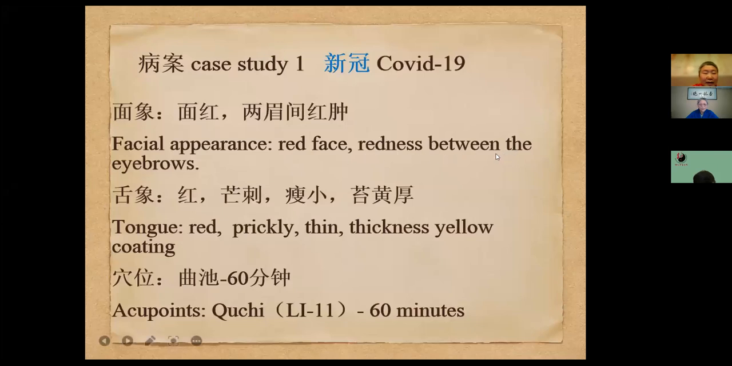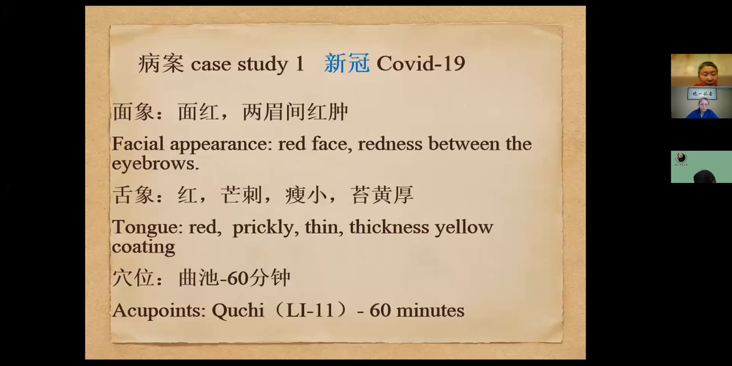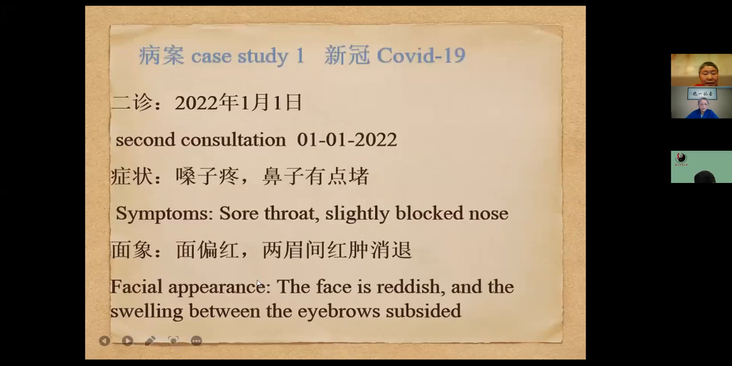Redness between the eyebrows. Because of confidentiality, we didn't put the photo here; we only put the tongue. His tongue was red, prickly, with a thin, thickish yellow coating. This is his tongue photo. Because he has aching all over the body, we chose qi points, reducing method, 65 minutes.